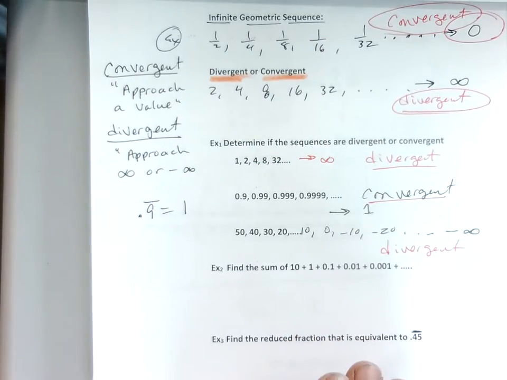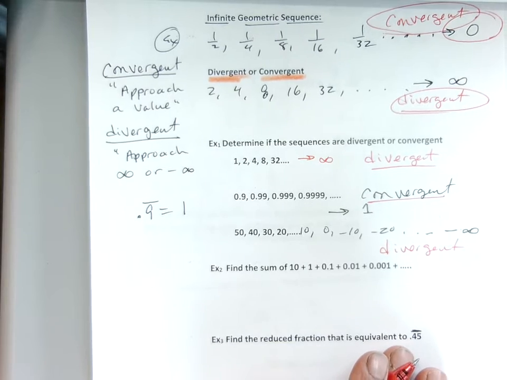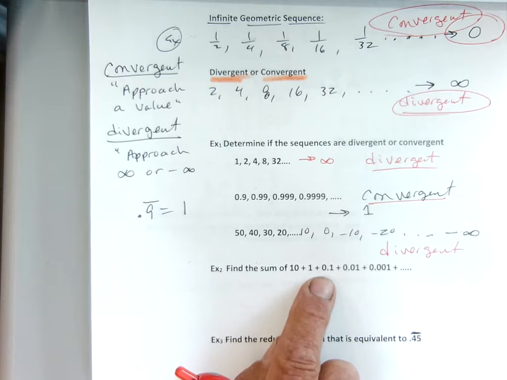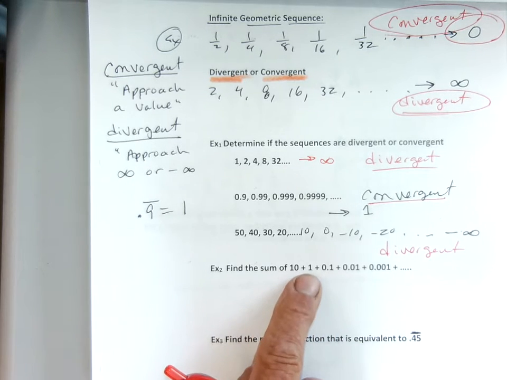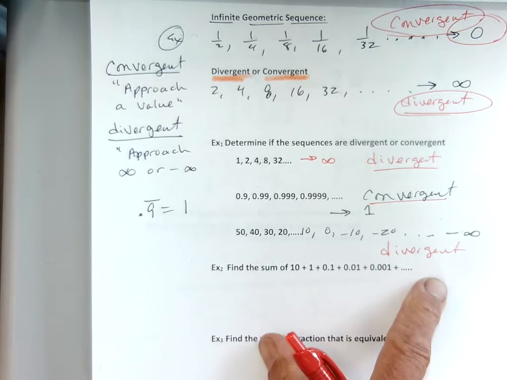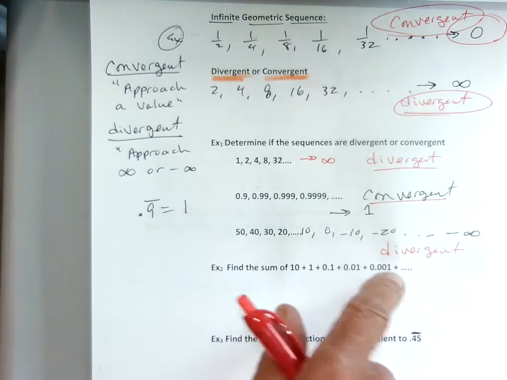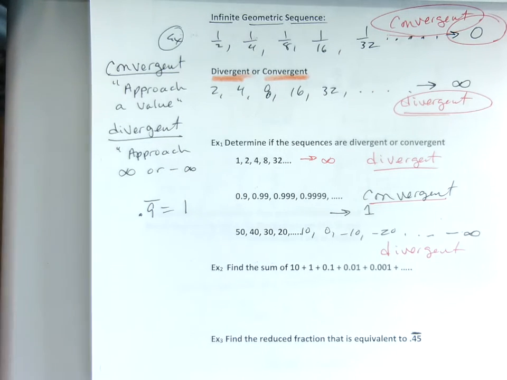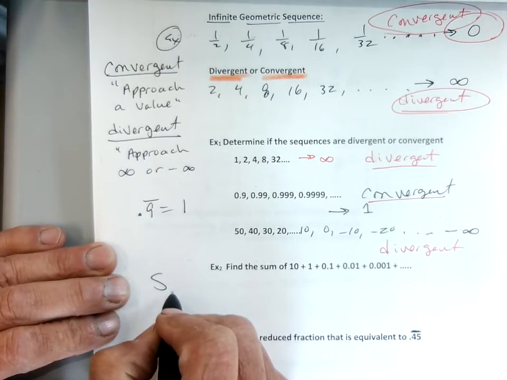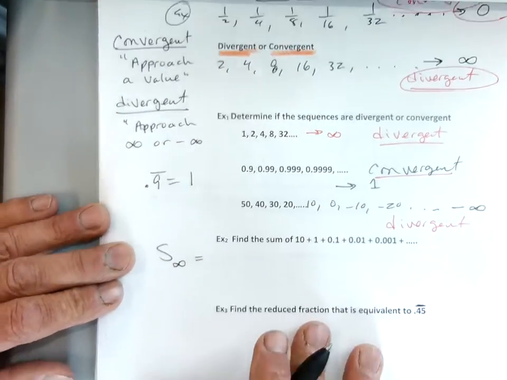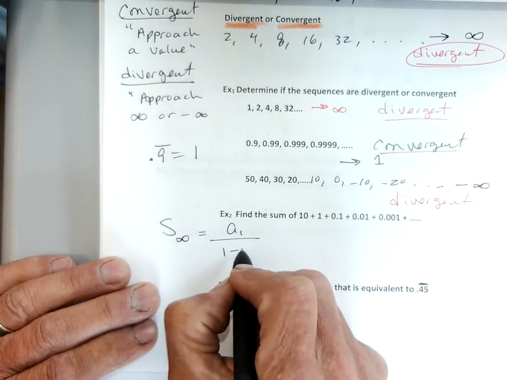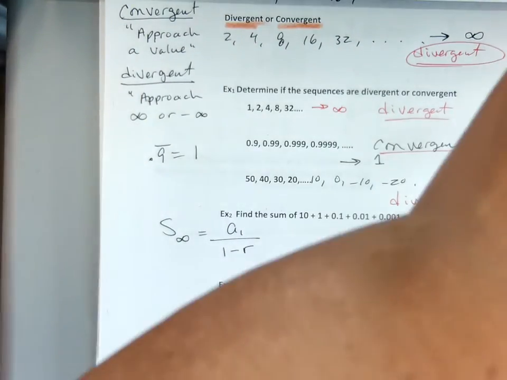Okay, now example 2 says to find the sum 10 plus 1 plus 0.1 plus and so on, so it's like 11, 11.1, 11.11, right? It seems like as it goes to infinity, the pieces get smaller and smaller, so it seems as if it is going to something. So we need a formula. And so we have this S of infinity formula, okay? I'm going to write this down. And it is A1 over 1 minus R. Okay, write that down. That's our formula.